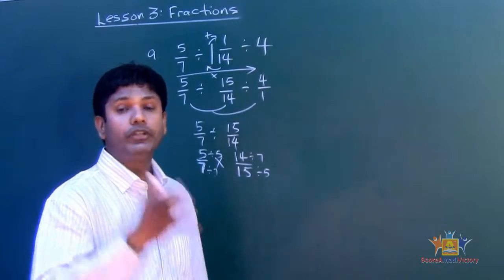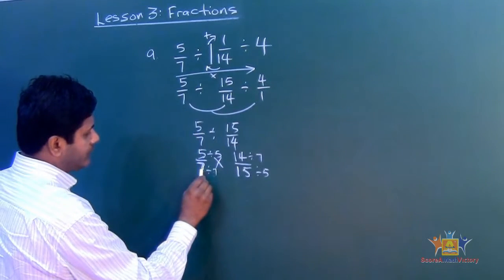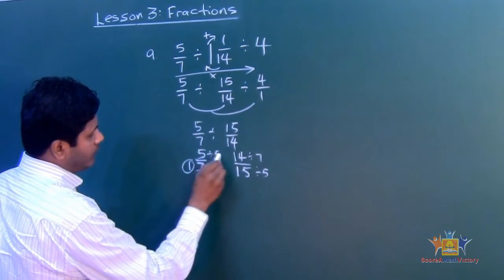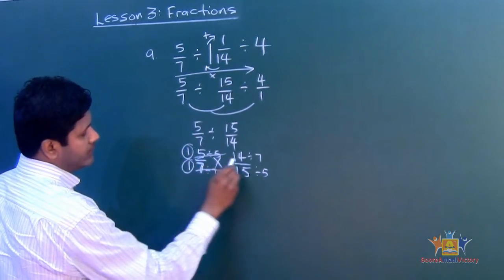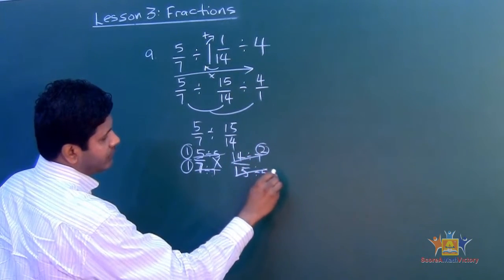If you obey the rule, you're going to get the right answer. Okay, good. So, 7 divided by 7 gives me 1. 5 divided by 5 gives me 1. 14 divided by 7 gives me 2. 15 divided by 5 gives me 3.